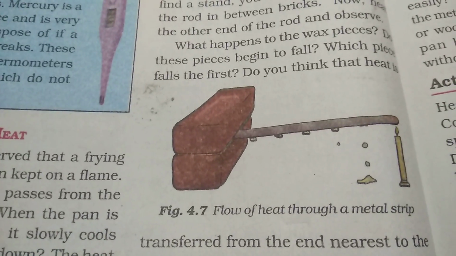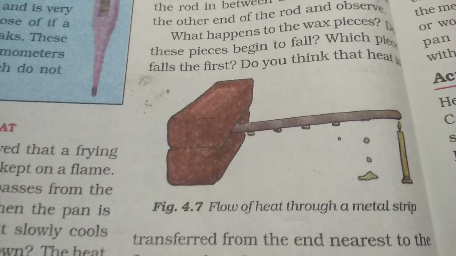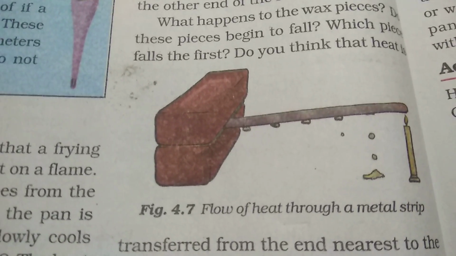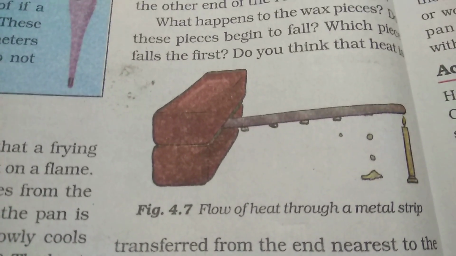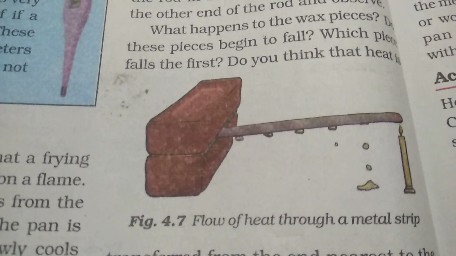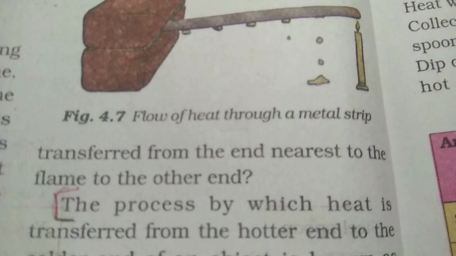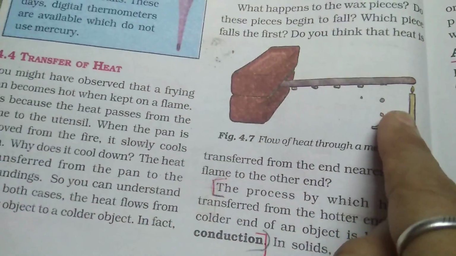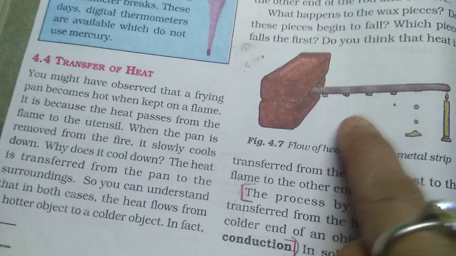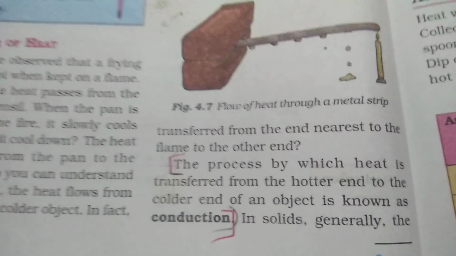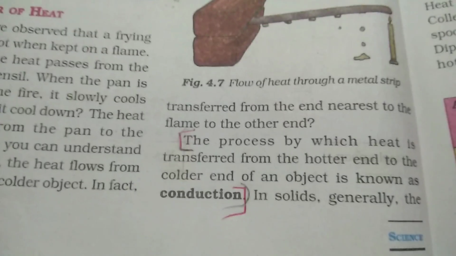On the scale, with the help of wax, they have stuck needles at different intervals, and then it is placed on a stand or between two bricks. Then one end of the scale is heated with the help of a candle. Slowly, the first needle falls down, then this one, then this one. So slowly, as the heat transfers, the nails fall down. This shows conduction of heat.